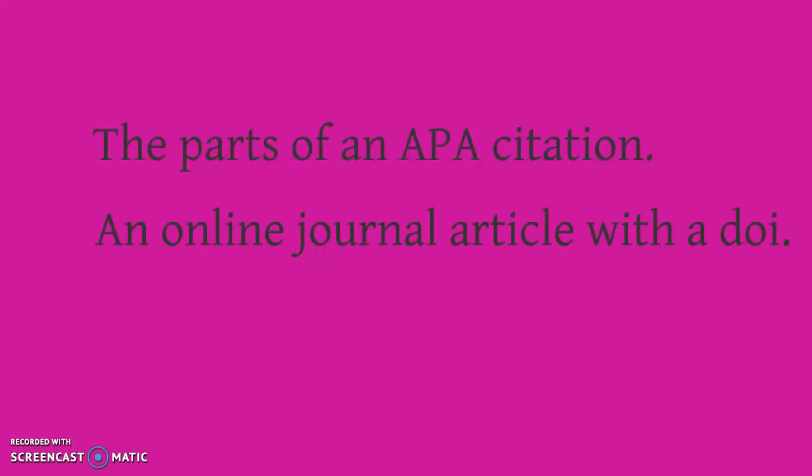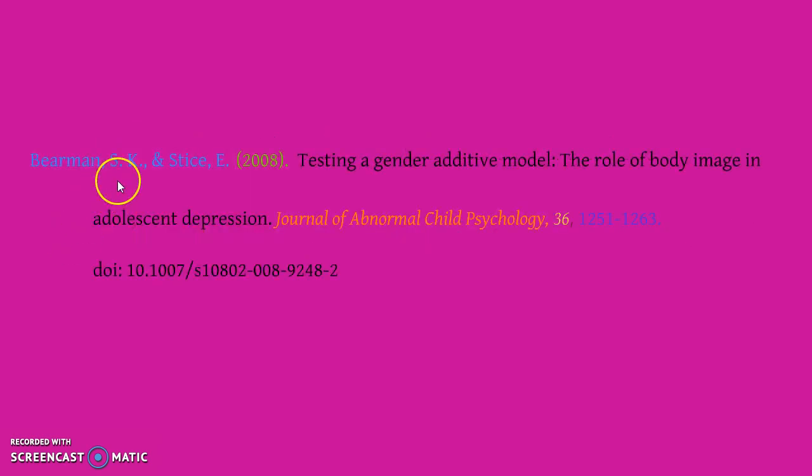Hello, this tutorial will show you how to create an APA citation for an online journal article with a DOI. Let's get started. The parts of the citation are author, date, name of the journal article, name of the journal, volume, page numbers, and finally the DOI. Let's take a closer look at these parts.